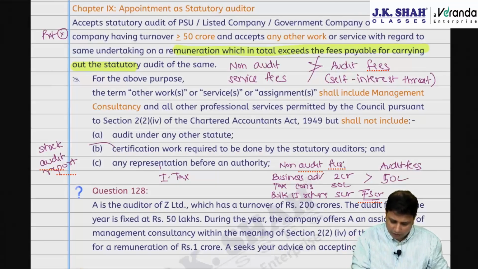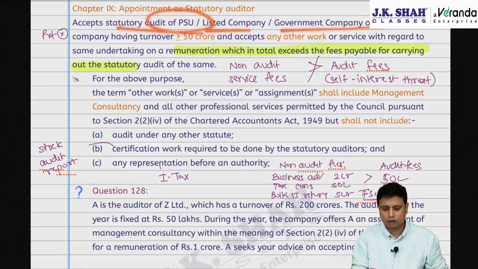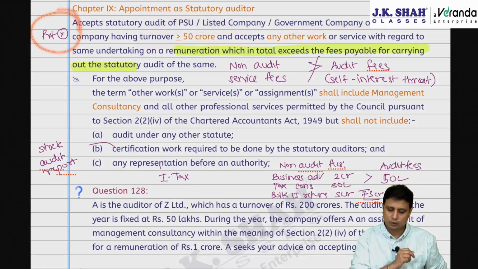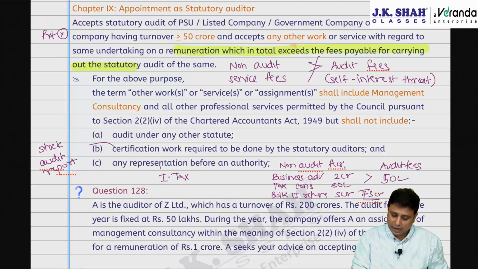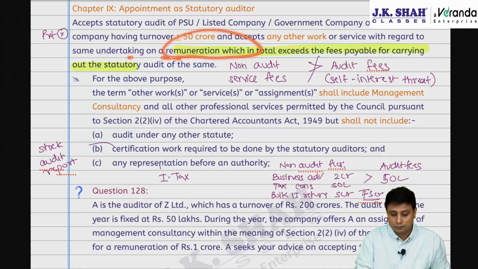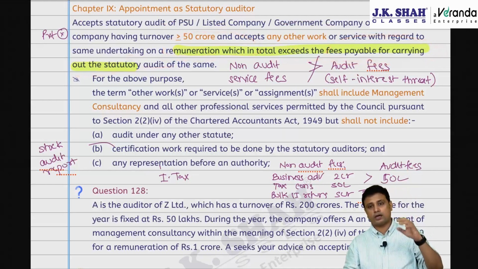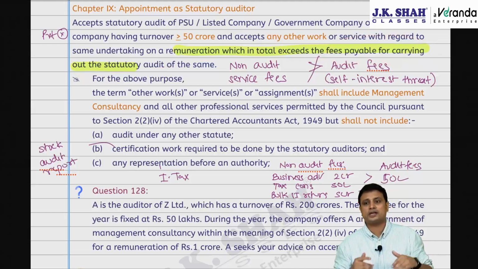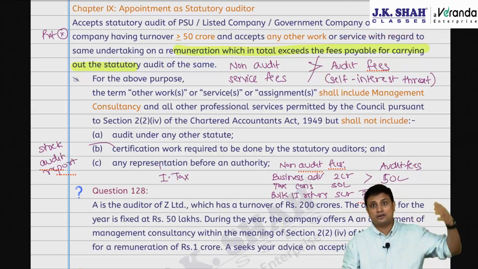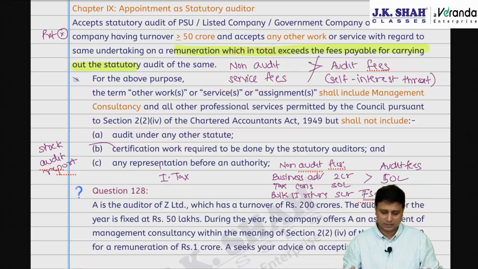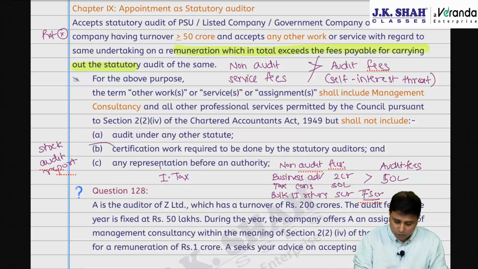So here, in case of a PSU, listed company, government company or public company having turnover of more than 50 crores, this is not applicable to a private company, if the auditor accepts any other work or service with regard to the same undertaking on a remuneration which exceeds the fees payable for carrying out the statutory audit, it will be a misconduct. Why? Because it will create a threat to your independence if you are receiving more remuneration for non-audit services. However, there are 3 exclusions here.